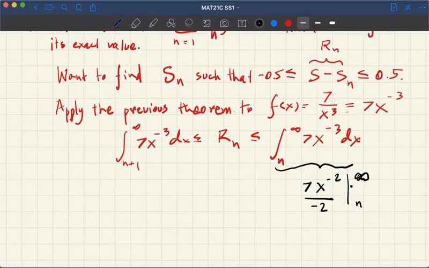Okay, what happens if I plug in infinity to this? Can anyone tell me? It gets smaller. Smaller, right? Let me rewrite this. It's equal to 7 divided by minus 2x squared. The minus power becomes the denominator now. When x gets bigger and bigger, the bottom gets bigger and bigger, so it goes to 0, like you said. So it's equal to 0 minus, when you plug in x equal to n, 7 over minus 2 times n squared. Minus, that's plus. So 7 over 2n squared.